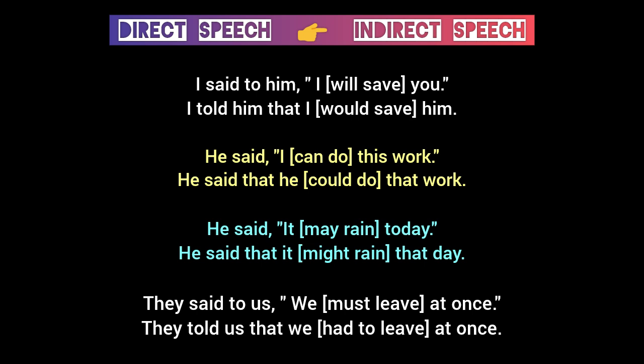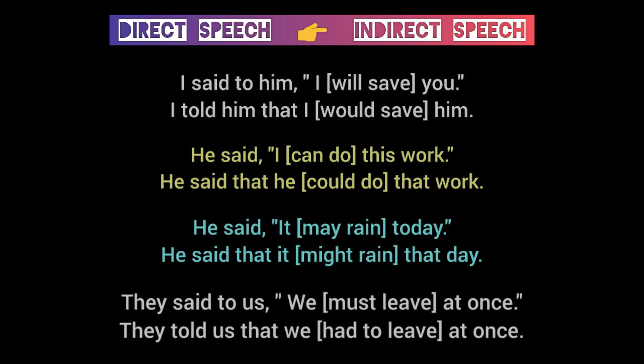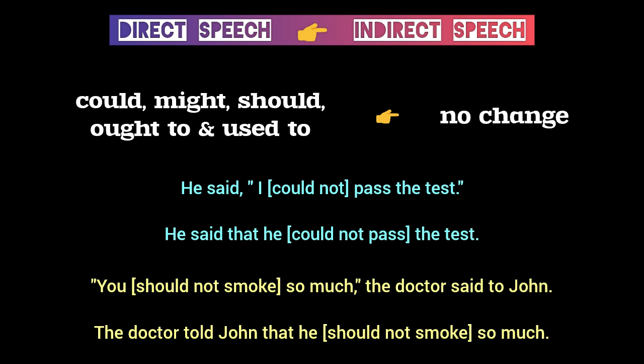They said to us, "We must leave at once." As the reporting verb said is in the past tense, in the indirect narration, we will replace the modal must with had to. They told us that we had to leave at once. However, for the modal verbs already in their past forms, like could, might, and should, there will be no change of tense in indirect narration. Same is the rule for the semi-modals ought to and used to. For example, he said, "I could not pass the test." This is direct narration, but in indirect narration also, the modal could will be retained as it is.